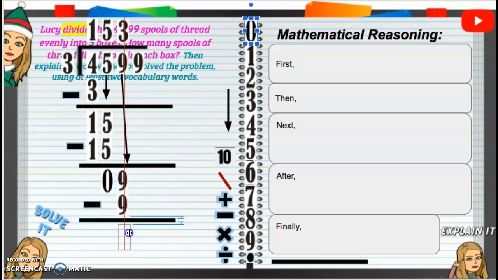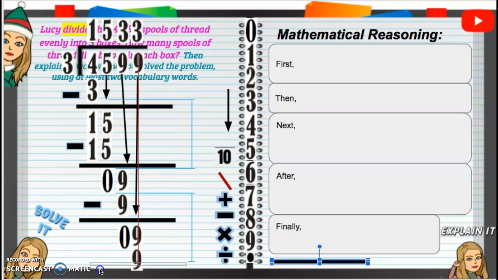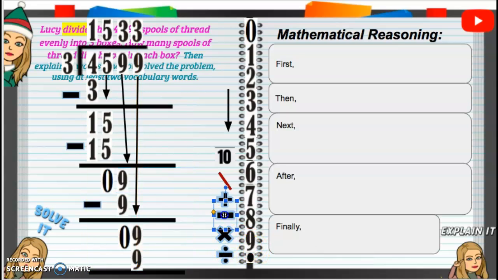Am I done now? Oh, we got to bring down that last 9 because we didn't bring it down yet. So when we bring down this 9, how many times can 3 go into 9? Well, we can go in again 3 times. 3 times 3 is 9. And then when we subtract 9 minus 9, we get 0. 9 minus 9, we get 0 as a remainder. So now we have 0 here.